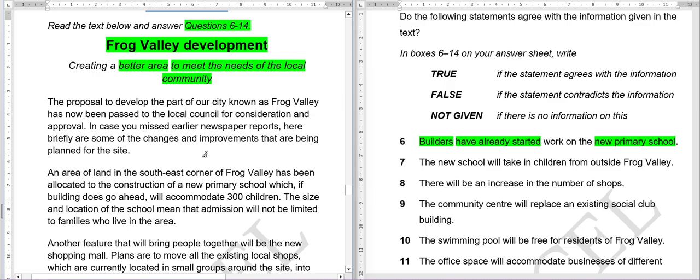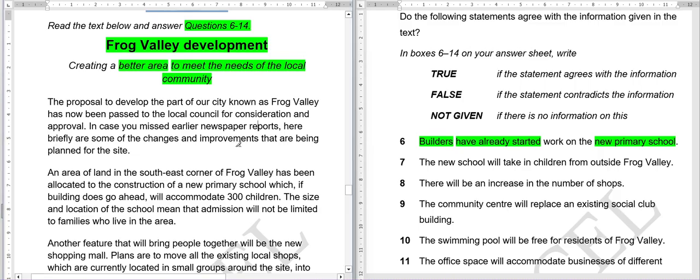Let's read the paragraph now. The proposal to develop the part of our city known as Frog Valley has now been passed to the local council for consideration and approval. In case you missed earlier newspaper reports, here briefly are some changes and improvements that are being planned for the site. Okay, there is no mention of the new primary school here.